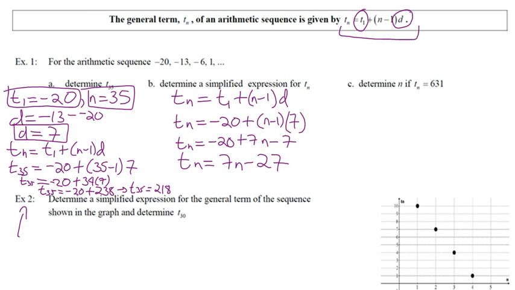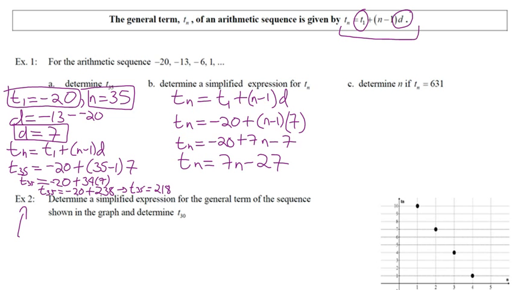So try that out. Put a 35 in. What's 7 times 35 minus 27? 7 times 35 is what? 210 and 35 is 245 minus 27 is 218. Okay. Works. Nice. Determine n if t sub n is 631.